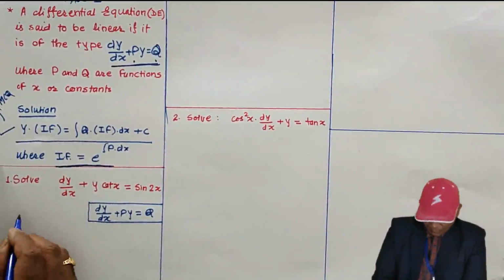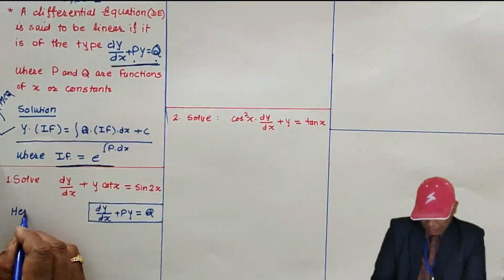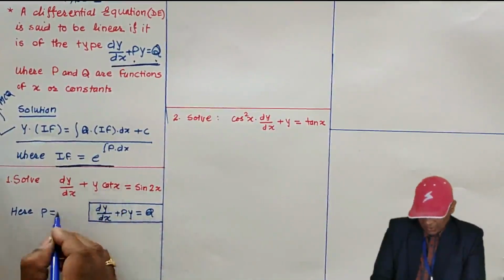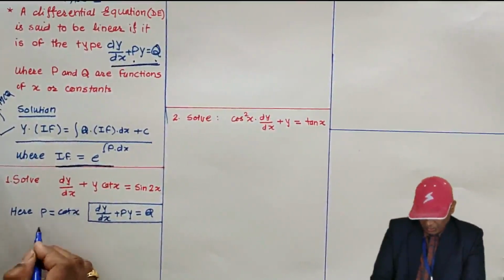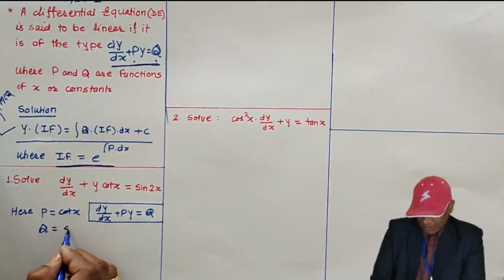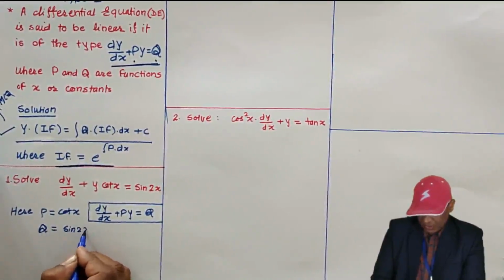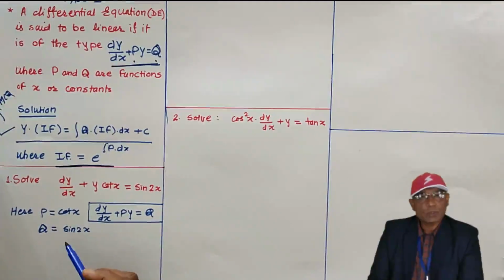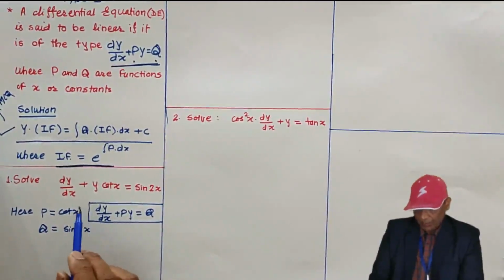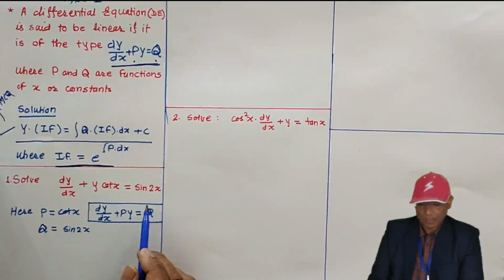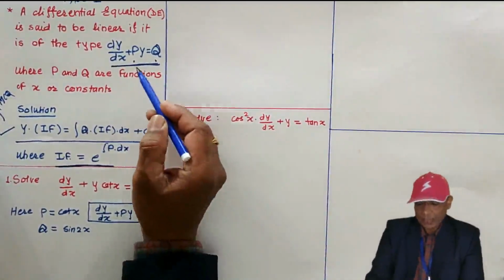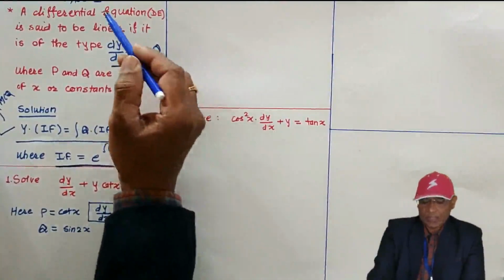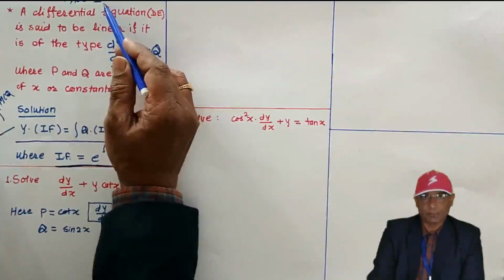That is important. Here p is cot x and q is the right hand side of the standard differential equation, sin 2x. If you look at this p and q, they are functions of x. If equation is of this type and p and q are functions of x, then we can say that is the linear differential equation of dy by dx plus py equal to q. And I am calling this a type 1 linear differential equation.